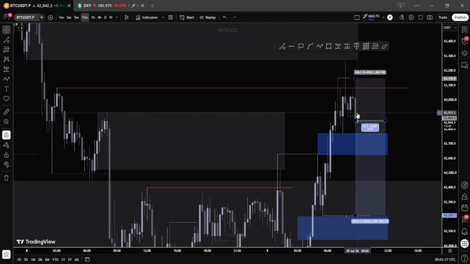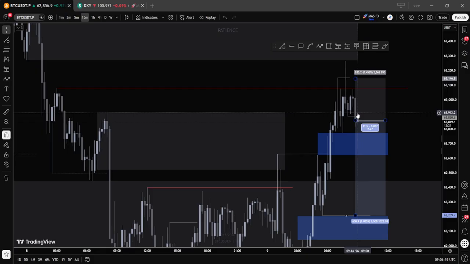For me, I'm going to be risking 0.6. Yeah, that's what my broker allows me. Going to be risking 0.6, targeting the liquidity low right before the fair value gap.